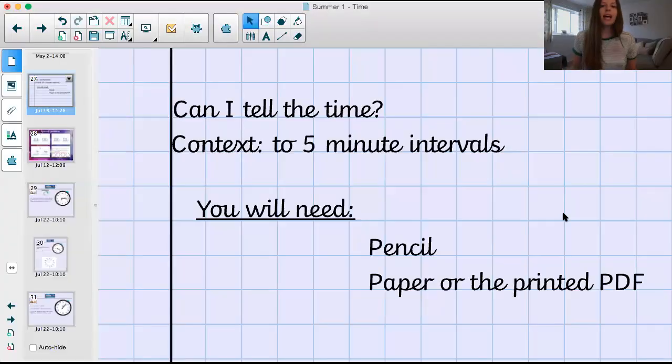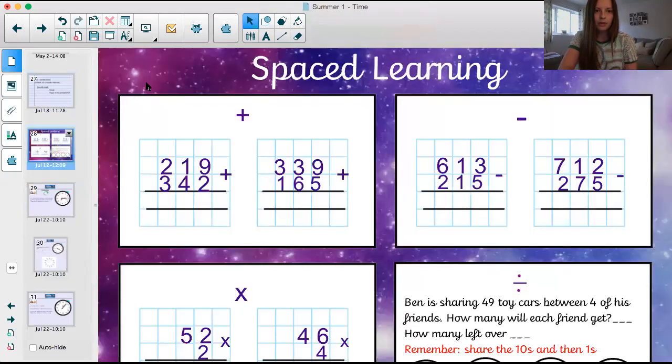Let me just share my screen with you so that you can see the slides. So, can I tell the time today to the nearest 5 minutes? You will need a pencil and a pen, sorry, a pen, and then either a plain piece of paper or the printed PDF version of the slides. First up, spaced learning. Pause the video now and have a go at these calculations.